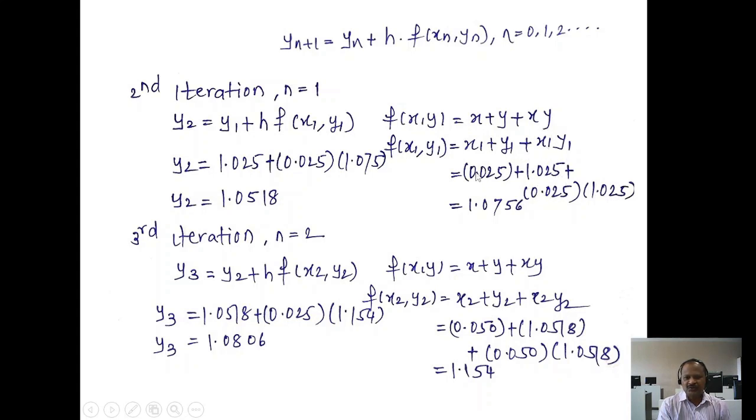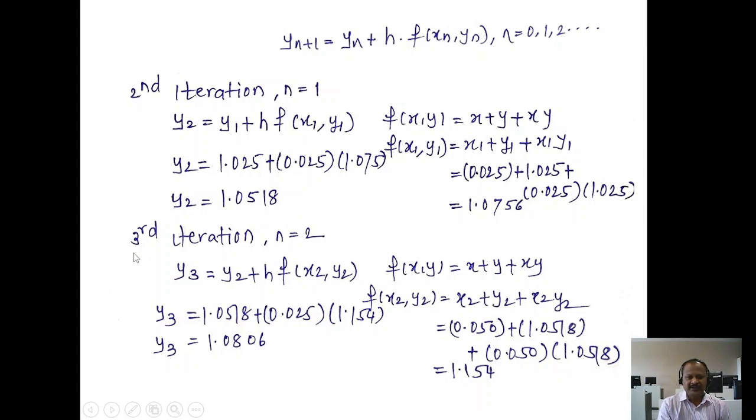All the values are known, so x1 is 0.025 plus y1 is 1.025 plus x1 into y1, 0.025 into 1.025. Solve this, we will get 1.0756. This you can put in this equation here. So y1 is 1.025 plus h, which is 0.025, into 1.075. Solve this, we will get the answer for y2. So y2 is 1.0518.